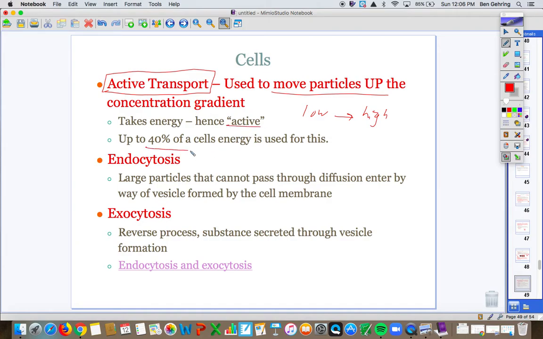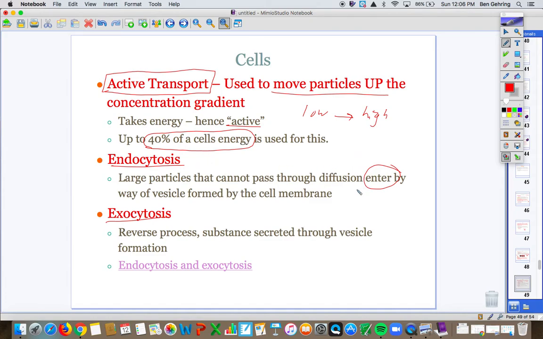Roughly 40% of a cell's energy can be used for this process to get it the things it needs. We have two broad categories of active transport. One is endocytosis, one is exocytosis. In endocytosis, we're looking at particles coming endo, or into the cell.